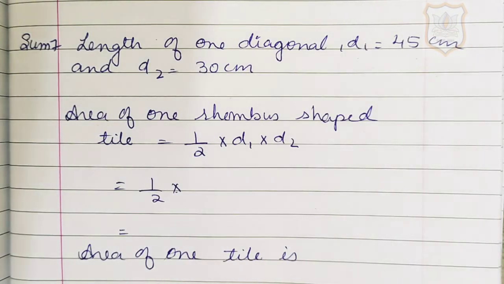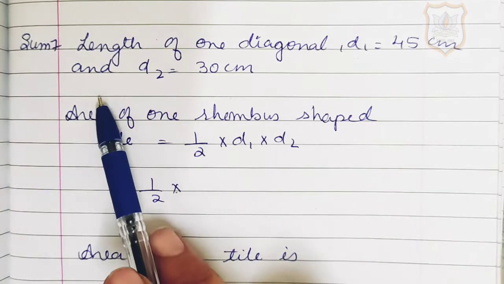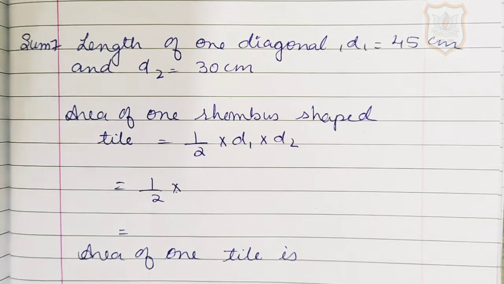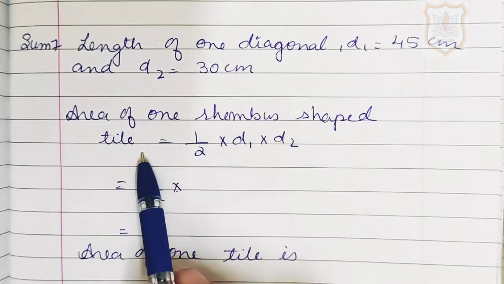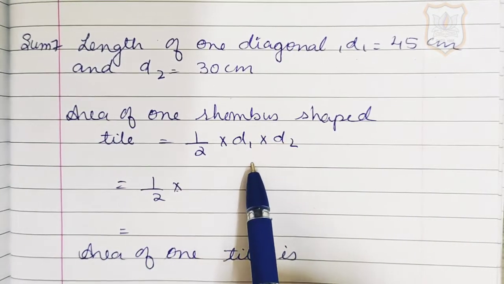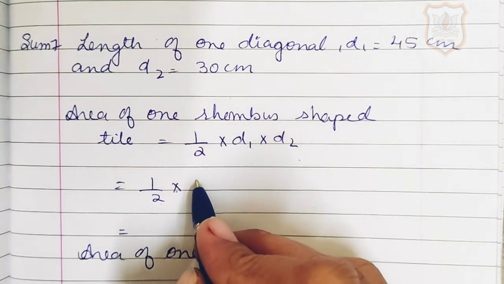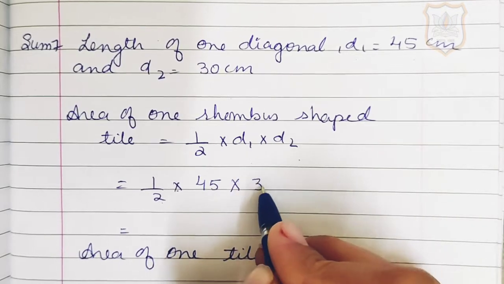Solution for sum number 7. Length of one diagonal D1 is 45 cm and D2 is 30 cm. It's given in the question. Students, first of all we will find out the area of rhombus shaped tile. So area of one rhombus shaped tile equals half multiplied by D1 multiplied by D2. Half we will write here as it is, and in the place of D1 we will write 45 and in the place of D2 we will write 30.